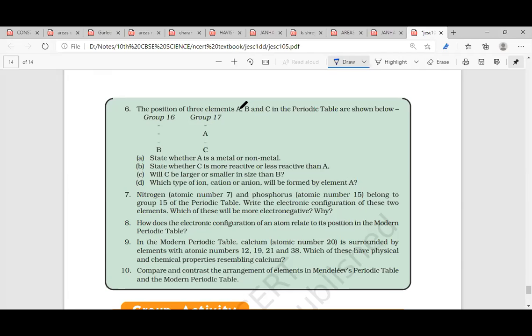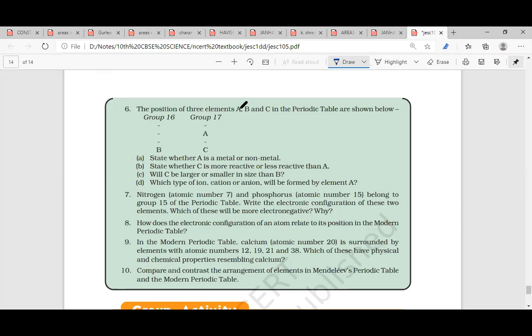In Mendeleev's periodic table, there are 8 groups and 6 periods. In the modern periodic table, there are 18 groups and 7 periods.